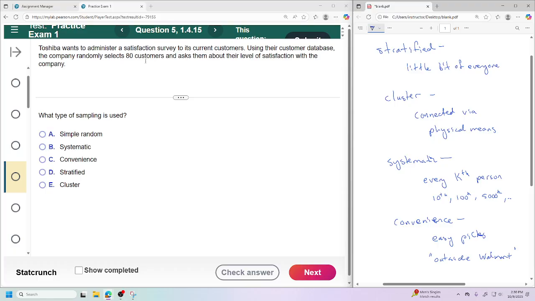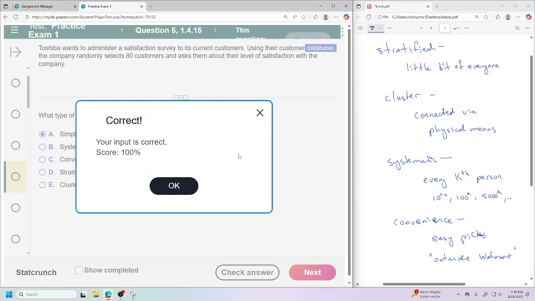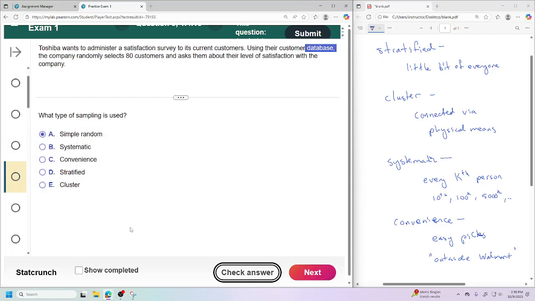So we got a satisfaction survey, database. As soon as it says something about database and it doesn't really have anything else, I'm thinking it's just random. Databases, computers, it's kind of the default where I don't even see anything else. If I literally have no other information, I'm just going to pick random because it's just kind of random there.